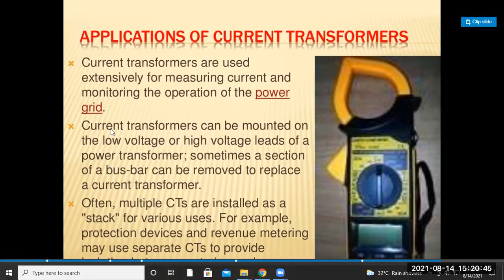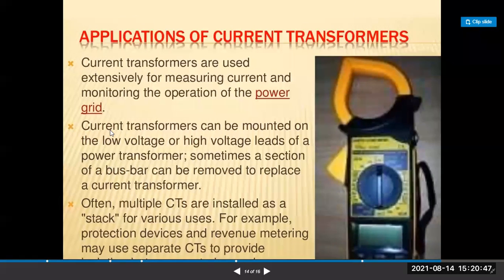So these are some applications of the transformer related to the instrument transformer. The first one is that current transformers are used extensively for measuring current and monitoring the operation of the power grid. The next one is that the current transformer can be mounted on the low voltage or high voltage leads of a power transformer. Sometimes a section of a bus bar can be removed to replace a current transformer. That is the second point.